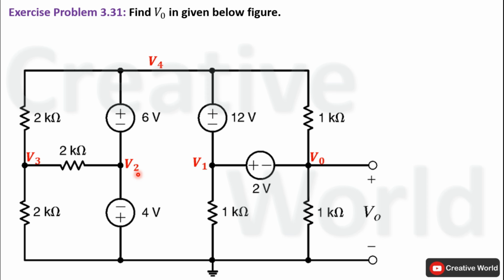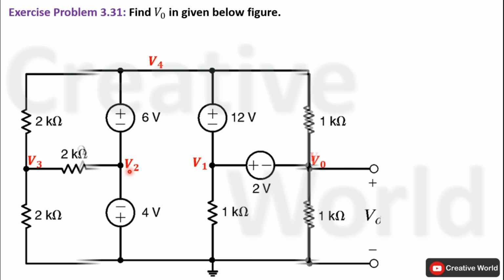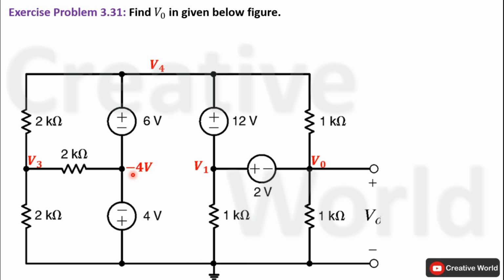So we can omit this variable V2 and replace it with the value of minus 4 volt, because this node will have minus 4 volt on it. Before we proceed further, if we observe, there are 3 other voltage sources that are connected between two non-reference nodes. So we cannot solve this problem using the simple nodal analysis technique. We have to switch towards the supernode topology.